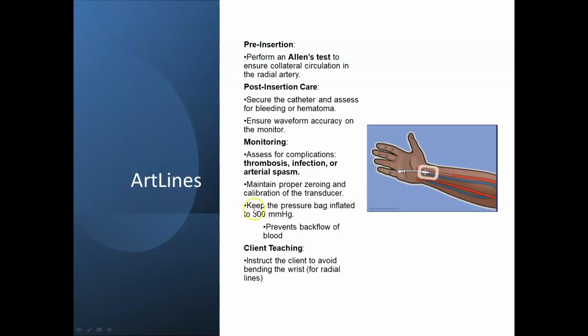You're going to use your pressure bags to prevent backflow. And then we want to teach them, just like we do when it's in the AC, they want to avoid generally bending the wrist because you've already got a catheter there, and it just increases your risk for bad things happening.